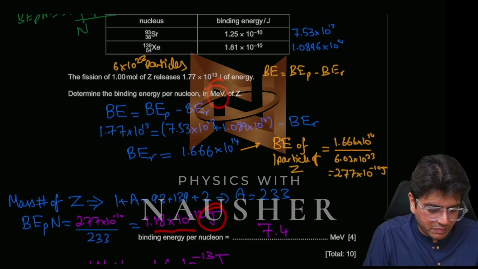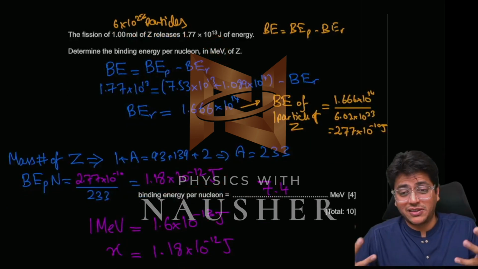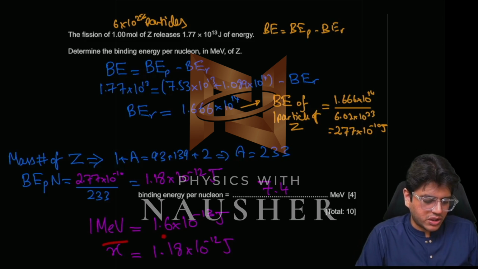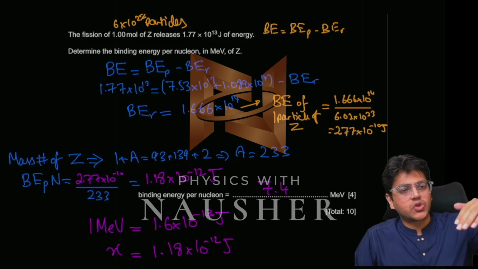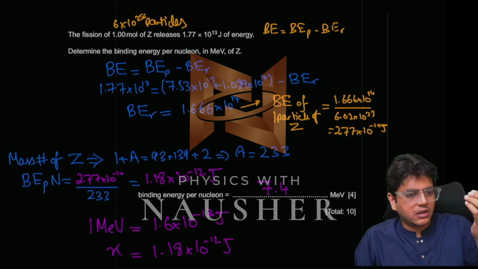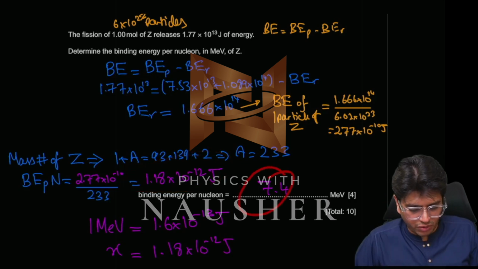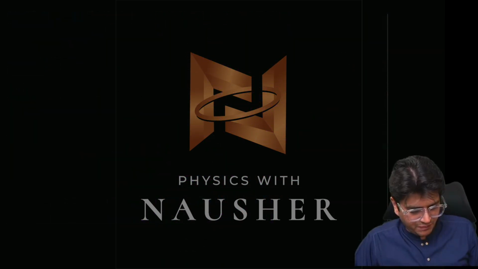But they're asking you in mega electron volts, so you need to know the conversion. Again, something which you should learn by heart. 1 mega electron volt is 1.6 in 10 to the minus 13 joules. So what is the value of these many joules in mega electron volts? Just do the math and you'll get 7.4 mega electron volts.